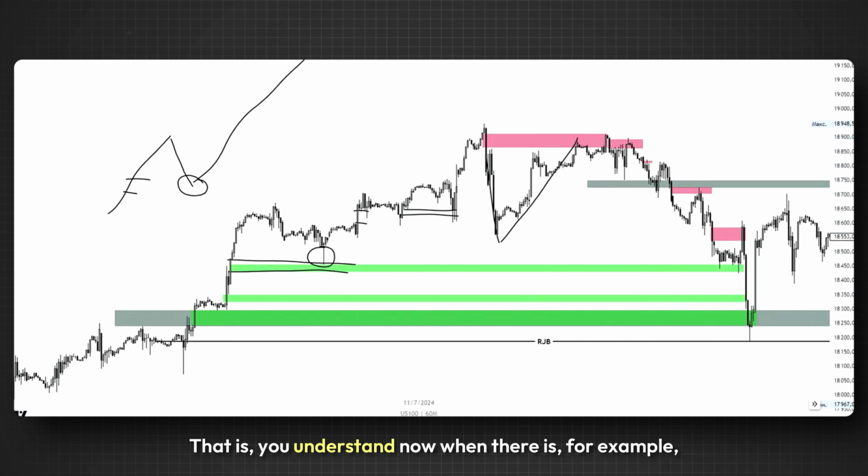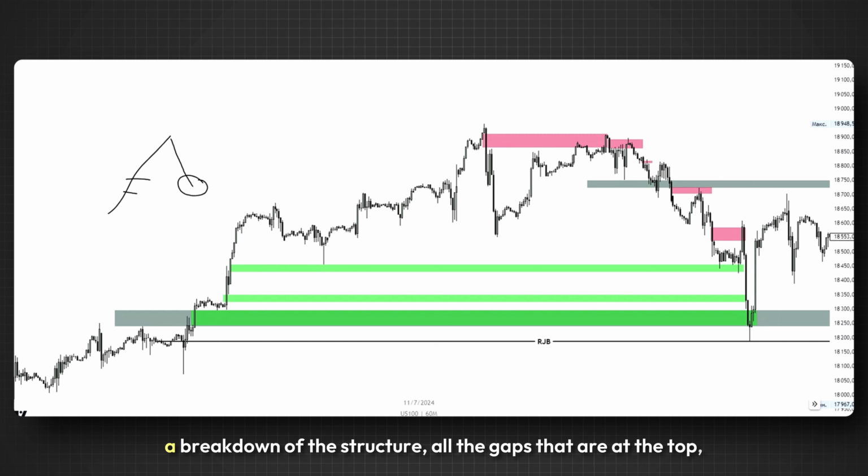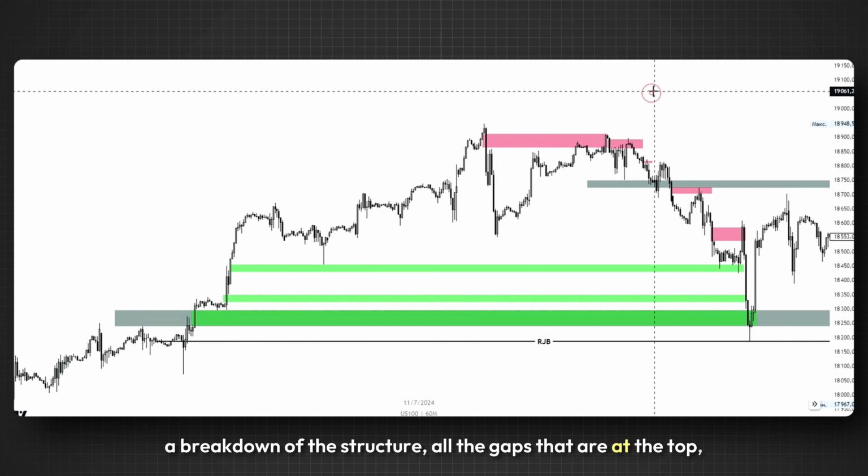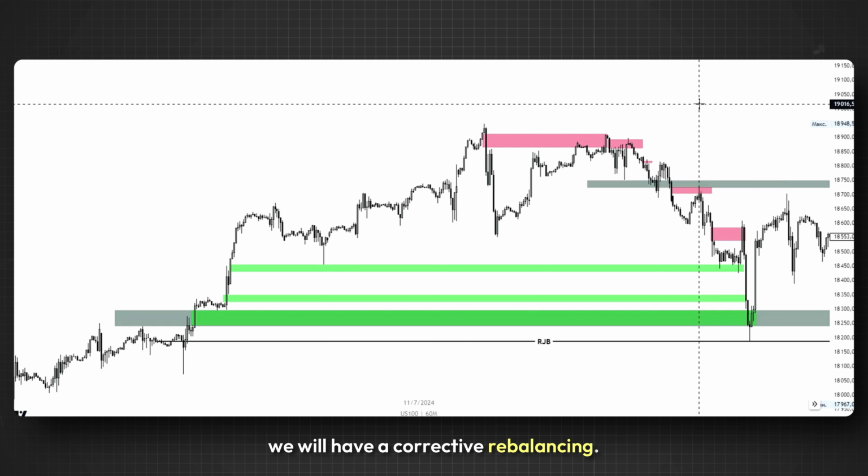That is, you understand now, when there is, for example, a breakdown of the structure, all the gaps that are at the top will give us a corrective rebalancing. I mean, the ones that are not supposed to be gaps, again, we need to take into account the factors, where to put the stop loss and so on. There are a lot of nuances there, but the essence is that you realize that now you move together with the market. So this is the story, and at first glance, it may seem obvious, that I already knew it, and so on. But again, I repeat, there is a great truth hidden in this simplicity.